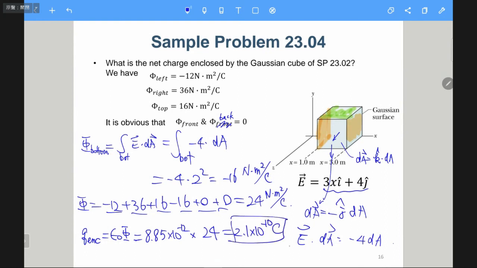Or if you still remember, pico is 10 to minus 12. So we can write it as 210 pico Coulomb. So it depends. If you like, then you can use this one.